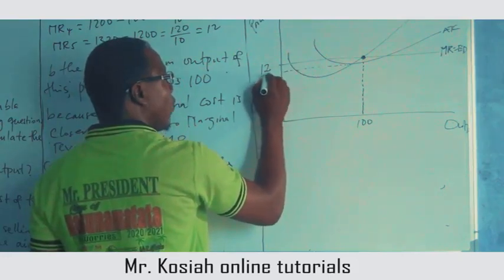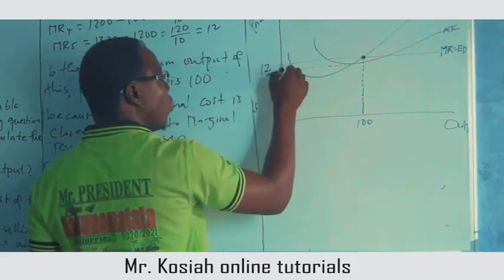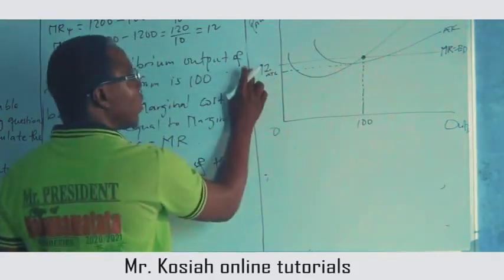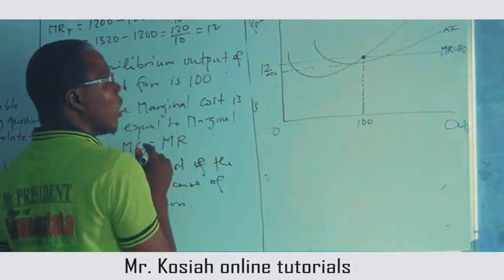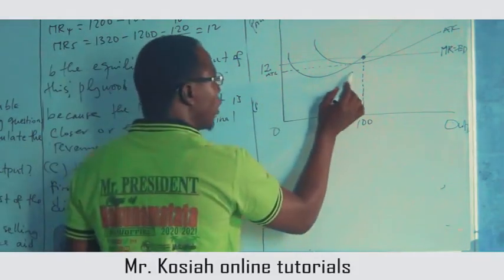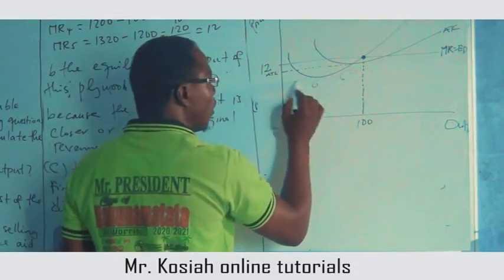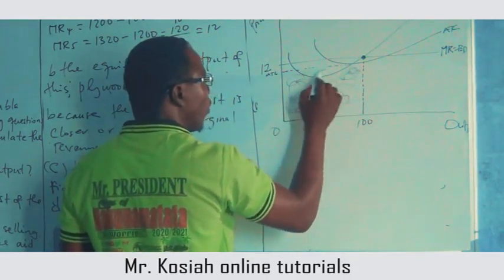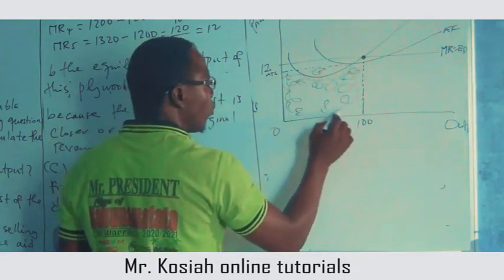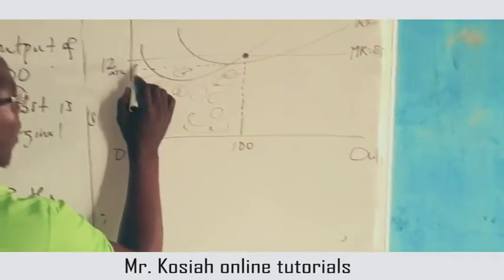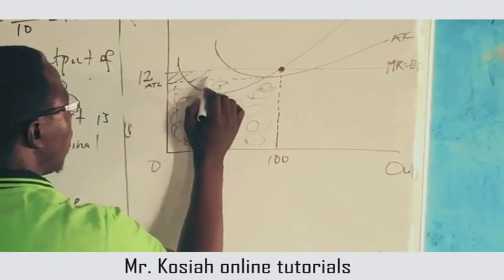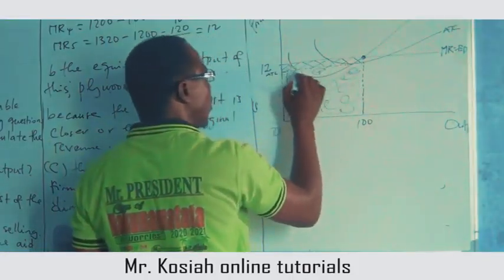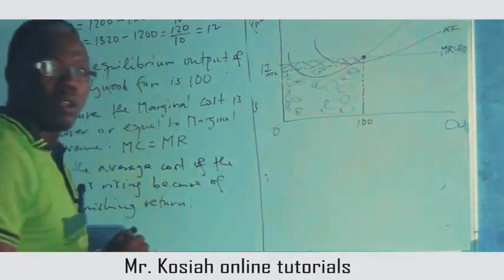This firm will definitely make a profit, because we can see that the average total cost is below the marginal cost, or that of the average revenue. And this entire portion you see here is the cost of the firm, the money the firm spends. And here is the profit margin the firm is making. You can see this is the profit margin. Okay, so this is it.